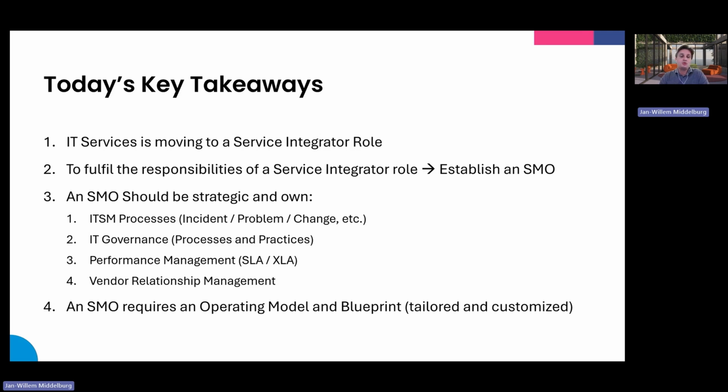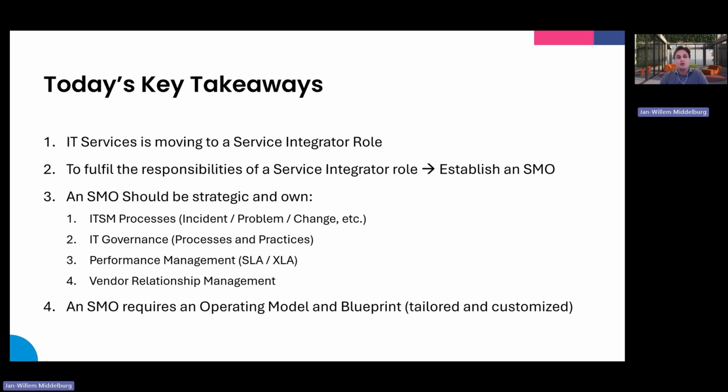Thirdly, an SMO should own performance management, the measurement of SLAs or experience level agreements, measuring these, reporting on this on a day-to-day basis, and then following up with the different vendors in order to ensure that that quality gets better over time. And last but not least, it should own vendor relationship management for the suppliers that are delivering towards the SMO and towards that integration layer. Vendor relationship management is a critical function within the SMO, and managing the vendors is an important role that the SMO plays.